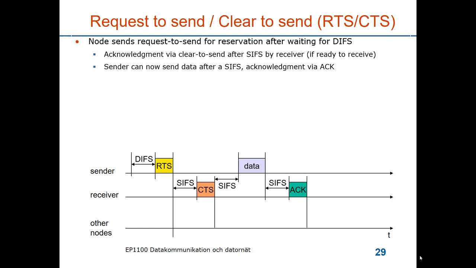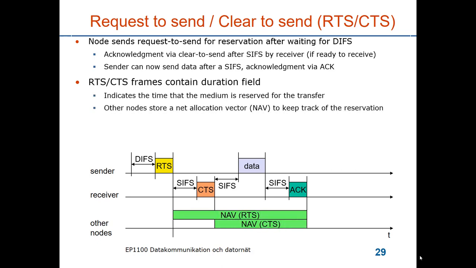And then from there on, it proceeds with a short interframe space, the frame, a short interframe space, and acknowledgement of the frame. All the other nodes on the network, if they're close to the sender, will hear the request to send, and all will hear the clear to send. These two messages, the RTS and the CTS, contain a duration field that indicates the time that the medium is reserved for the transfer. This duration is the estimate of the duration for the frame, because frames are variable length. They have a maximum length, but they could be much shorter.